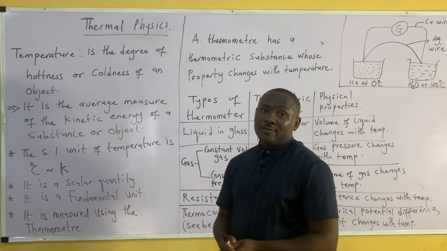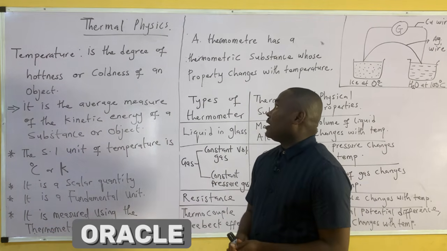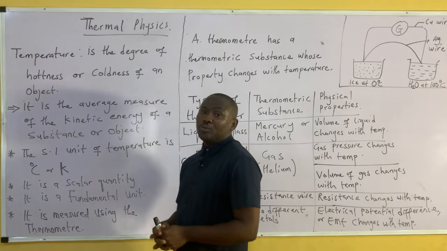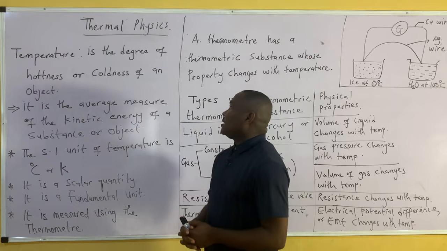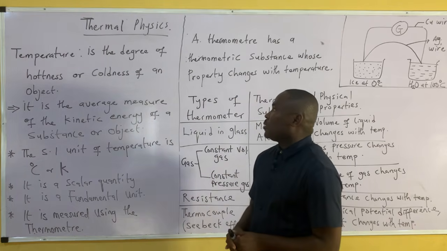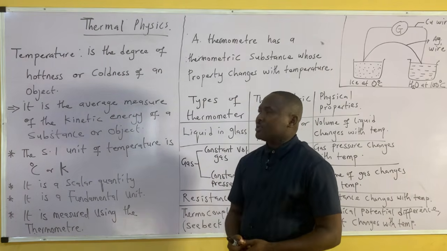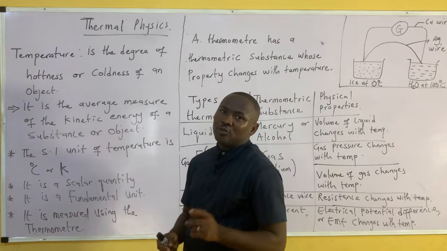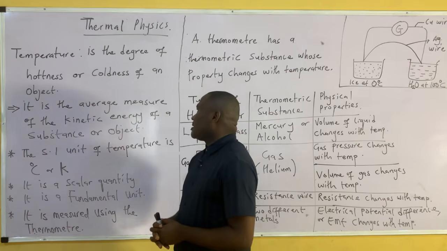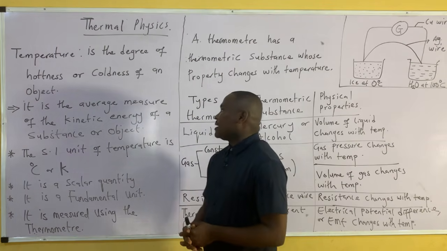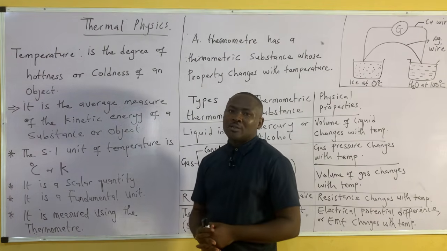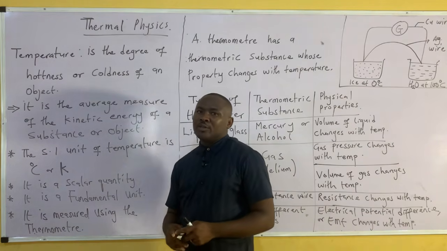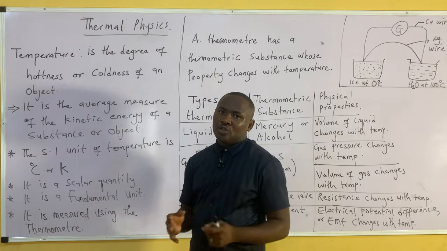We'll be looking at thermophysics today, and under thermophysics, we'll be looking at various subheadings, but we'll be starting with what is temperature. Temperature is the degree of hotness or coldness of an object or a body. Now, apart from that definition, another important definition you have to know about temperature is that it is the average measure of the kinetic energy of a substance or an object. Take note, it is an average measure, but heat is the total measure of it.